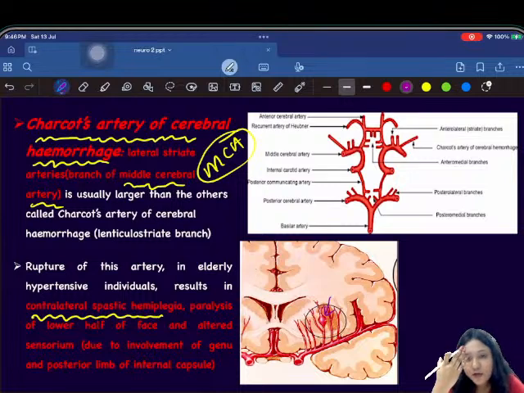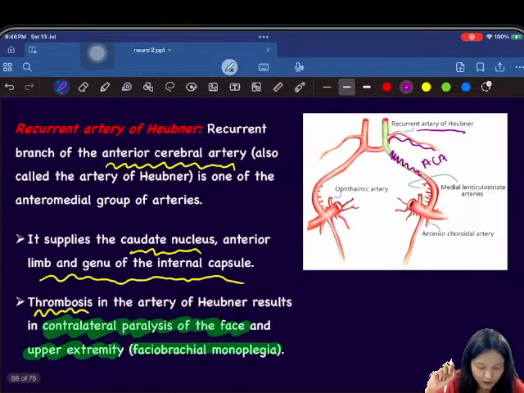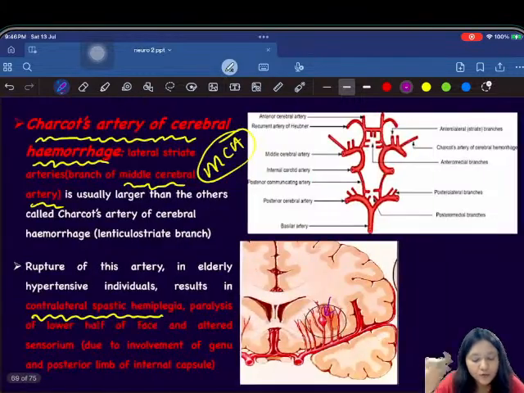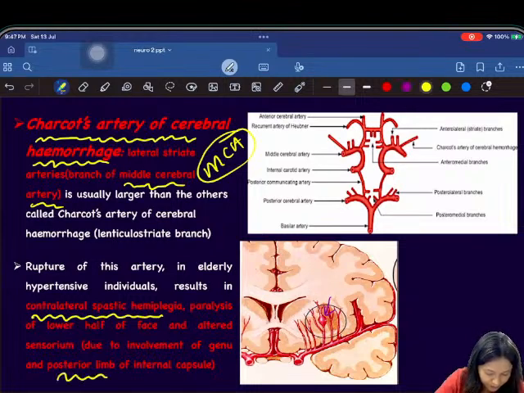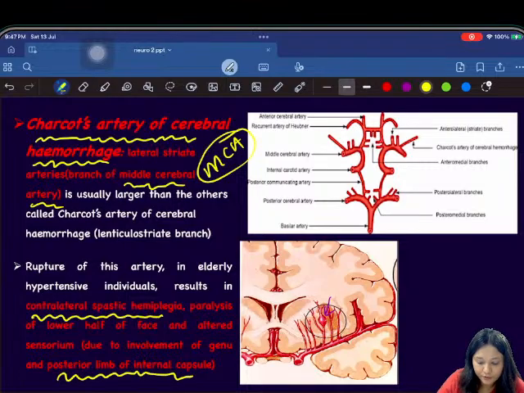So contralateral paralysis of the face and the upper limb is in the thrombosis of your recurrent artery of Heubner. If there is hemorrhage in Charcot's artery, then you will have contralateral spastic hemiplegia, but of the lower limb as well, because the posterior limb of the capsule is also involved.